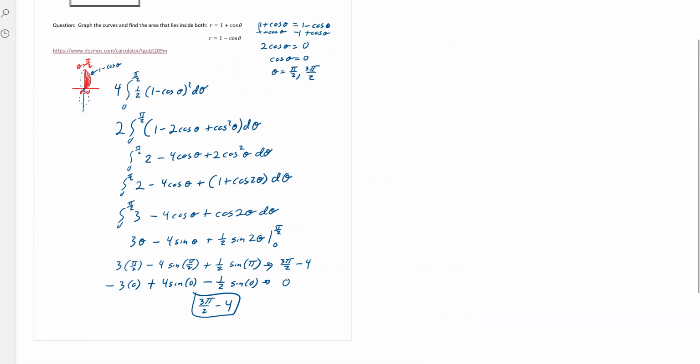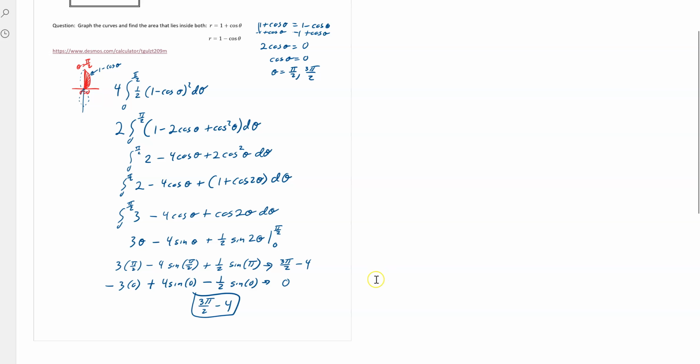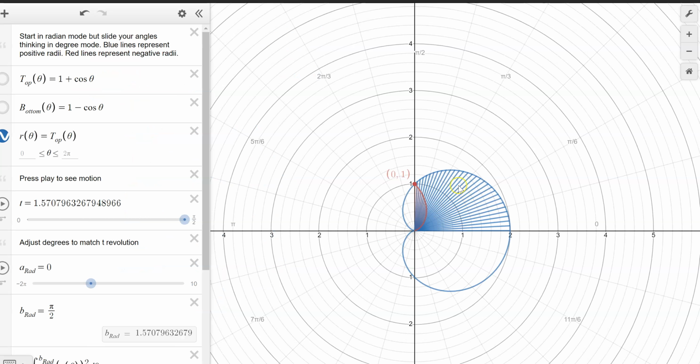Now let's verify this in our calculator to see that it's correct. And there it is. They're exactly the same value. So when you're doing the area, sometimes you may have to subtract them. So if they had asked for this region here that is inside this curve, but outside that curve from 0 to pi over 2, then we would subtract them. But it didn't. It asked for just this region that they have in common.